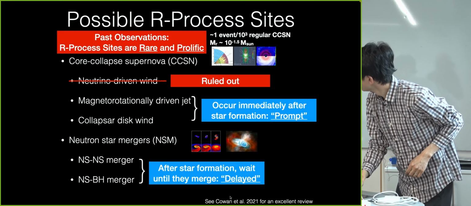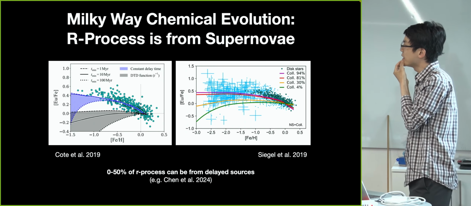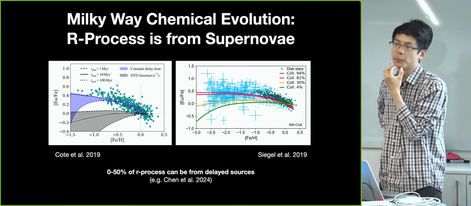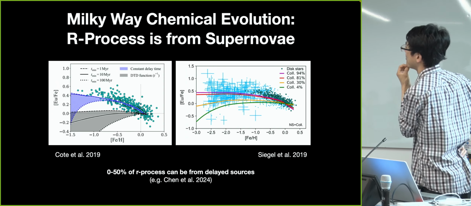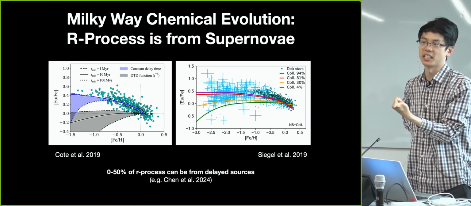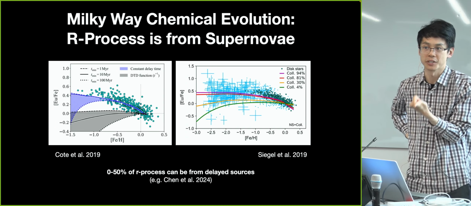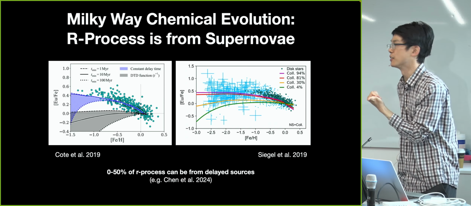And so the thing that's been very interesting is that when you study basically the amount of r-process inside of the Milky Way, it has been known for at least 2 or 3 decades that you actually don't need any source of delayed r-process elements. Indeed, you cannot have a significant source of delayed r-process elements in order to explain the r-process composition inside of the Milky Way.